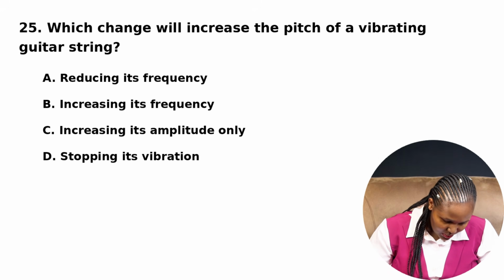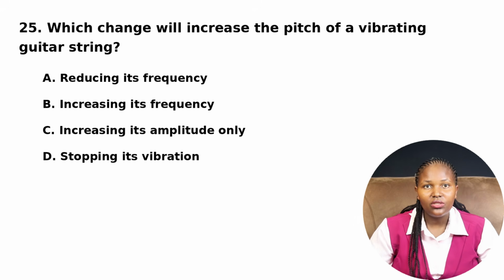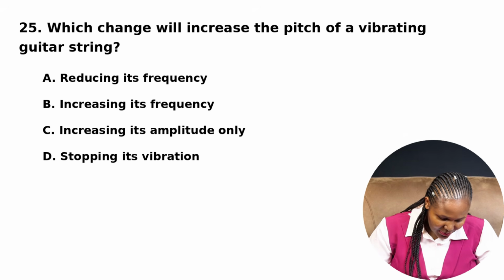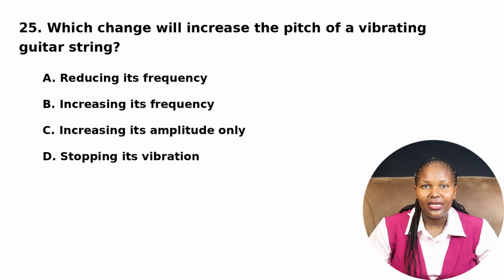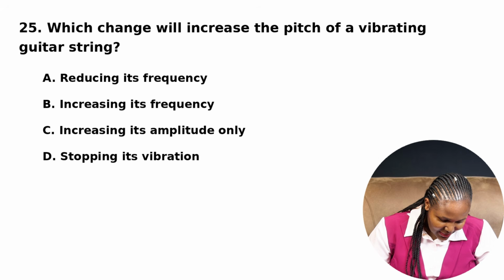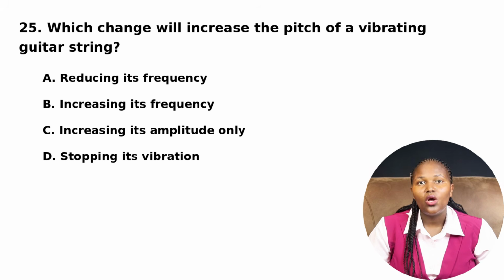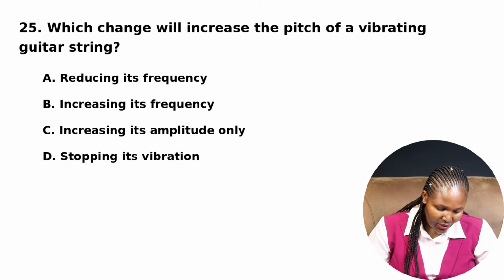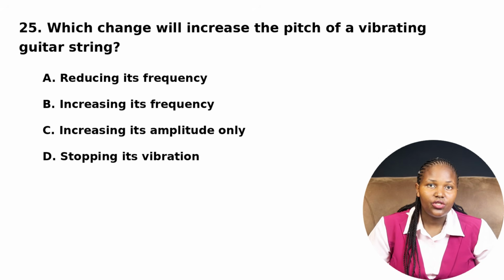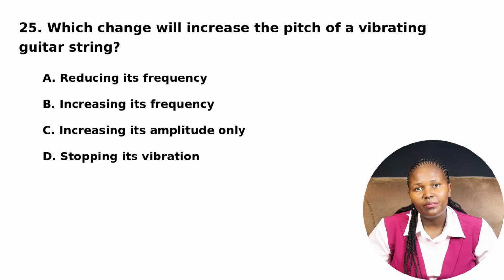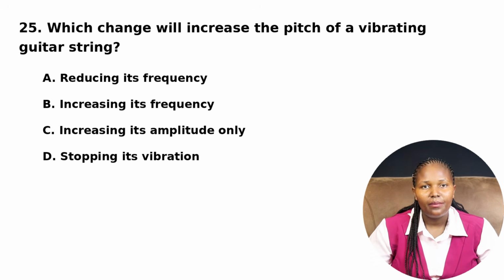Now, when we say reducing its frequency, remember that lower frequency will give a lower pitch, and increasing its frequency is correct because pitch depends mainly on frequency. Then C, increasing its amplitude only. Remember that amplitude mainly changes the loudness. Then D, stopping its vibration. No sound is produced when vibration stops. So when there is no vibration, no sound is going to be produced. Then we go to question number 26.